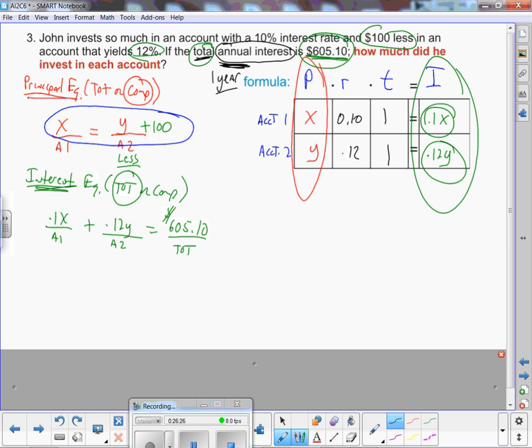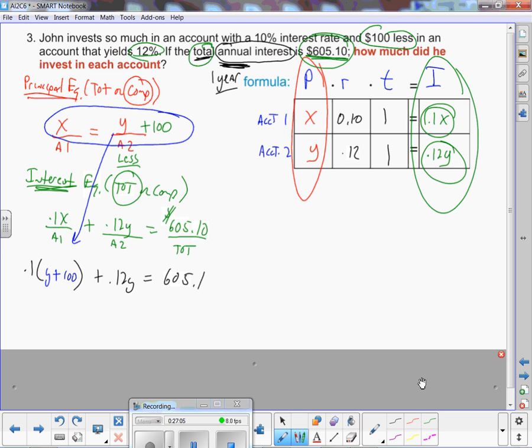Okay, so remember, we're going to sub in for x in the first equation. So what would you have? 0.1 times x plus 0.12y equals 605.1. Sub in the y plus 100. Okay? From there, it's just a factor of doing some math and finishing out the problem. Now, for time's sake, I'm not going to finish the problem. But remember, when you finish this thing, you're going to solve this first equation now for y.